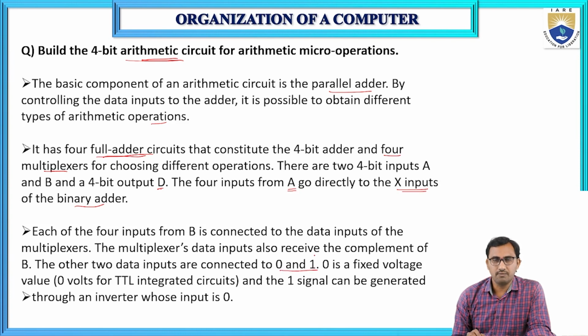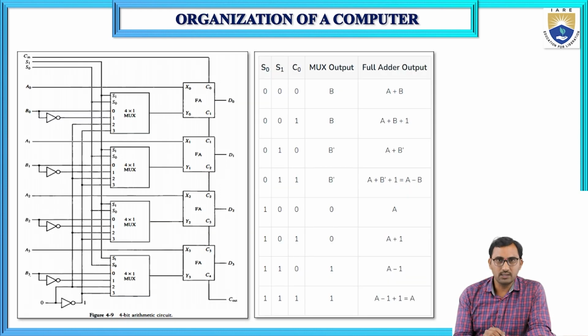Basically we are using a 4 by 1 multiplexer. The second and third inputs of the multiplexer are connected to 0 and 1 respectively. 0 is a fixed voltage value, and the 1 signal can be generated through an inverter whose input is 0. Here you can see the 4-bit arithmetic circuit. For that we require four full adders: full adder 0, full adder 1, full adder 2, full adder 3.